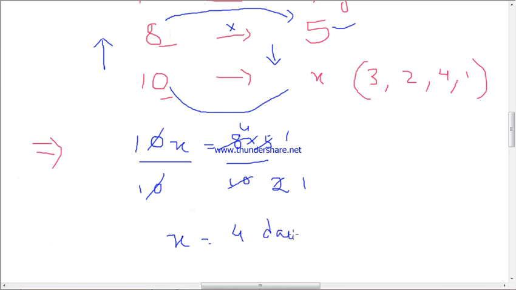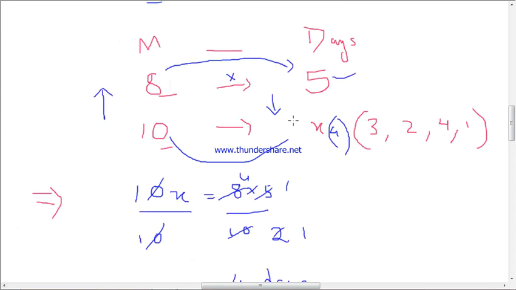That means if I have extra helping hands, I will take only 4 days to complete the same job. The number of days will be 4 days only if I have 10 men, 10 boys cleaning the class. But if I have 8 boys, I'll take 5 days to complete the job. So this is how we identify inverse variation.